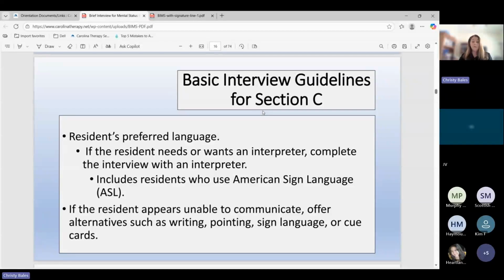If they need or want an interpreter, we have to do an interpreter, which I know you guys watched that wonderful video about interpreting. But we do need to make sure that if that is the preferred language, it's done in that preferred language. I know that I had a little lady that I used to do it with on the telephone with the interpreter. I think we did it like 3 or 4 times.